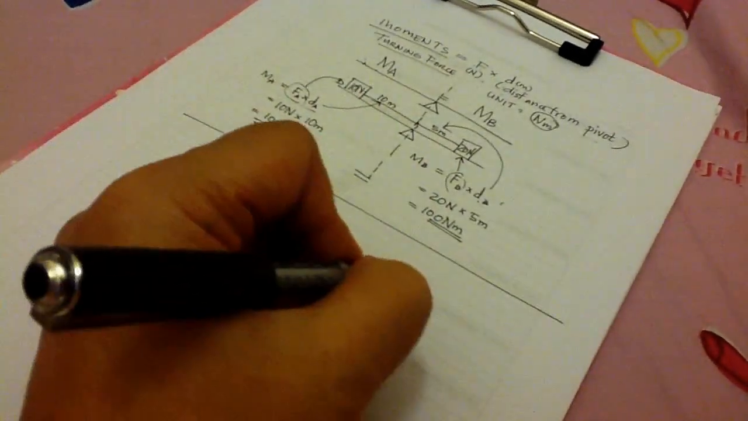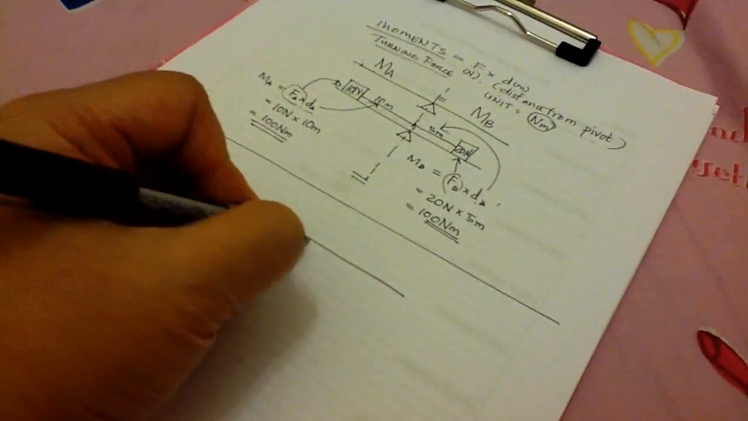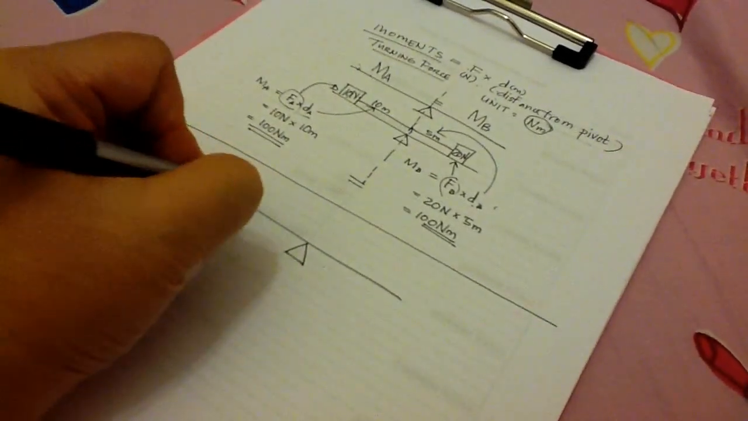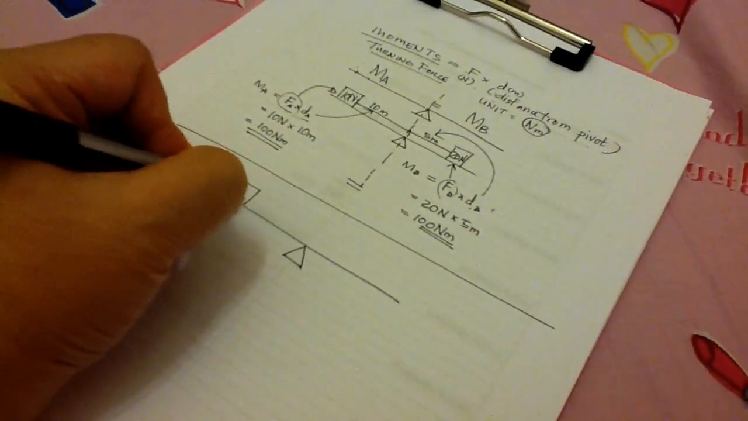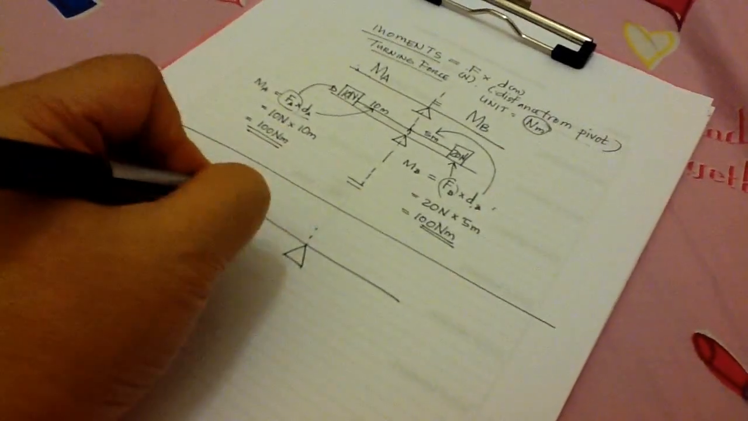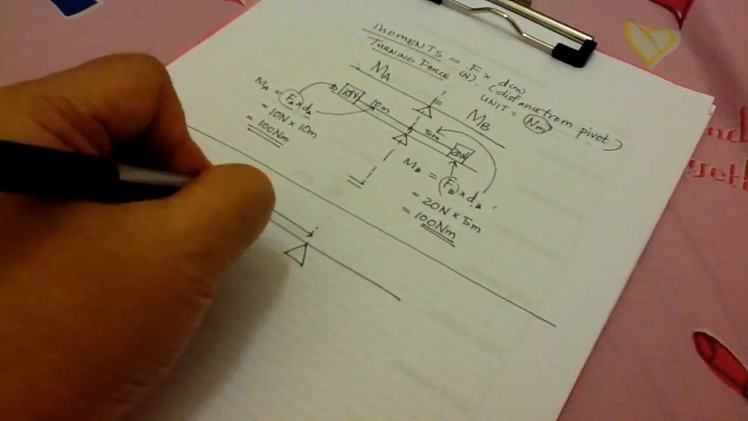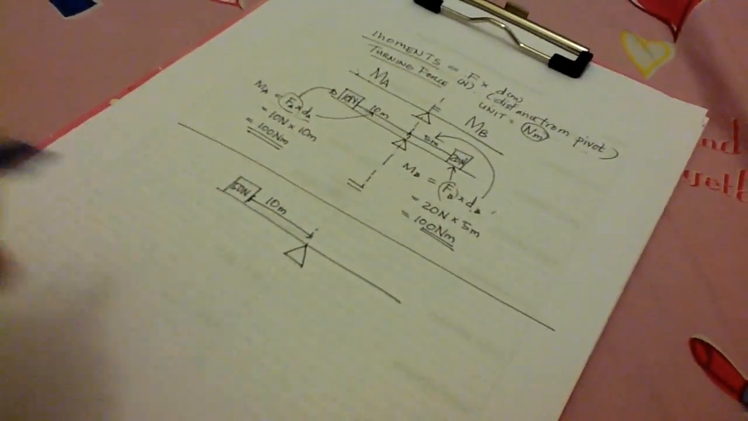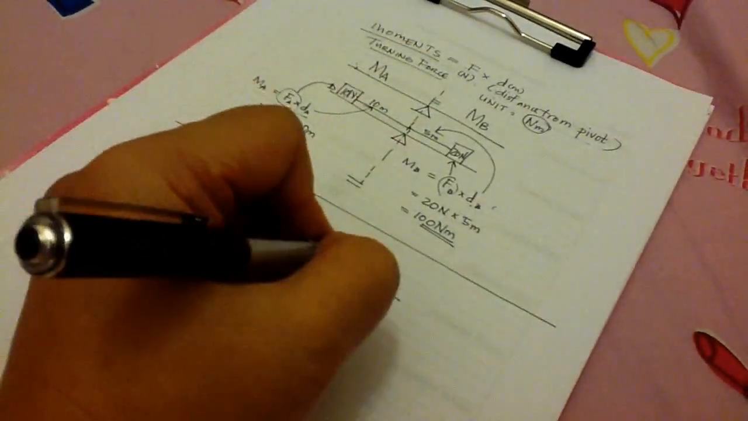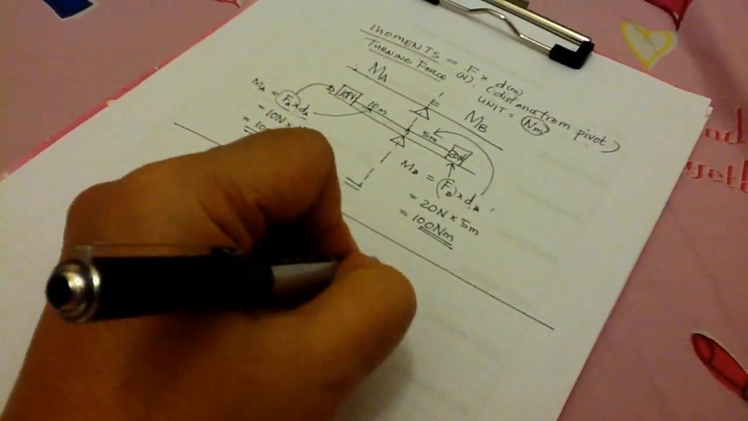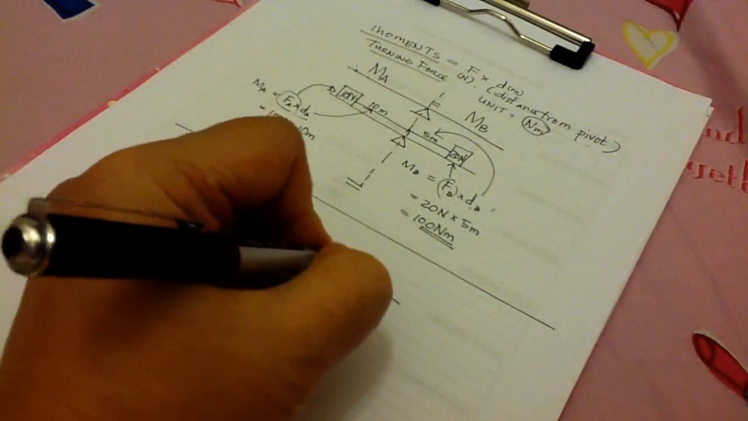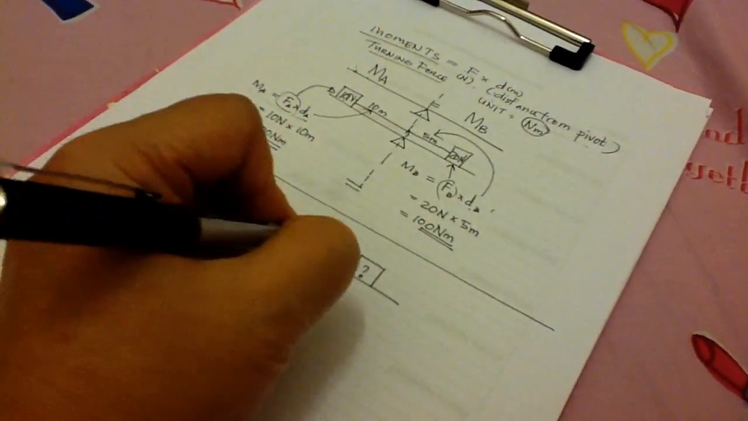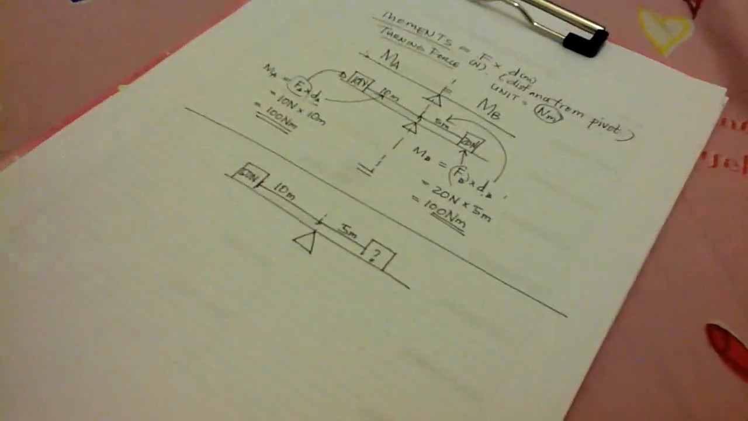Now, how is this going to help you in your computations later on? For example, you are given a problem. There is a force of 50 newtons that is 10 meters from the pivot. On the other side, there is an unknown force, which is 5 meters from the pivot.